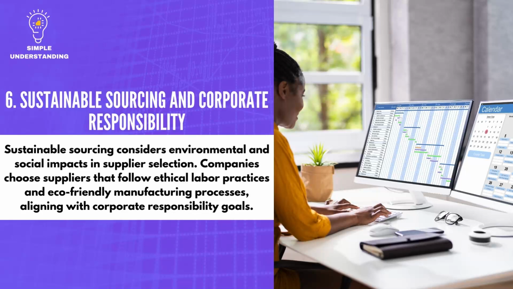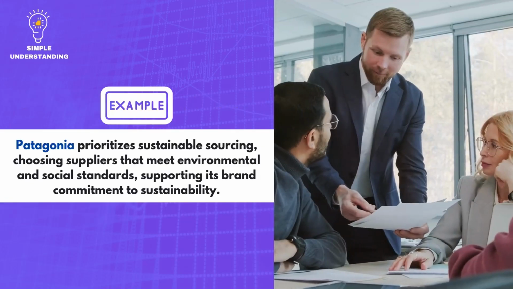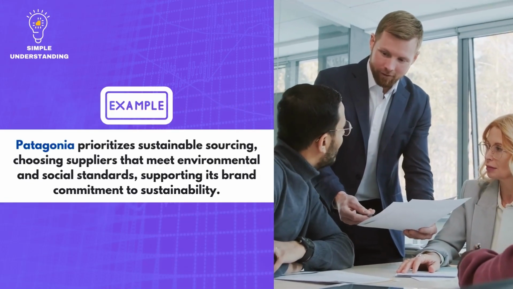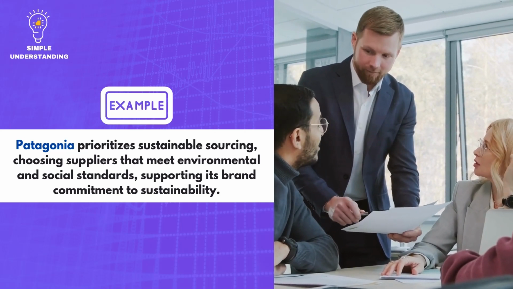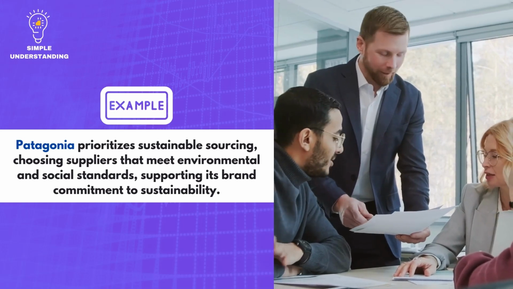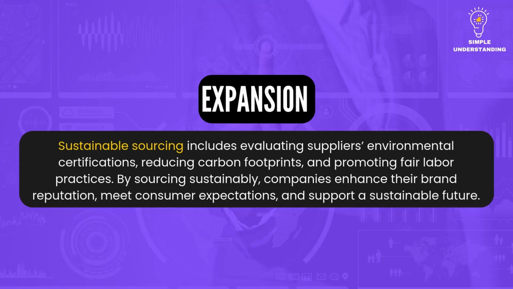6. Sustainable sourcing and corporate responsibility. Explanation. Sustainable sourcing considers environmental and social impacts in supplier selection. Companies choose suppliers that follow ethical labor practices and eco-friendly manufacturing processes, aligning with corporate responsibility goals. Real company example. Patagonia prioritizes sustainable sourcing, choosing suppliers that meet environmental and social standards, supporting its brand commitment to sustainability. Expansion.